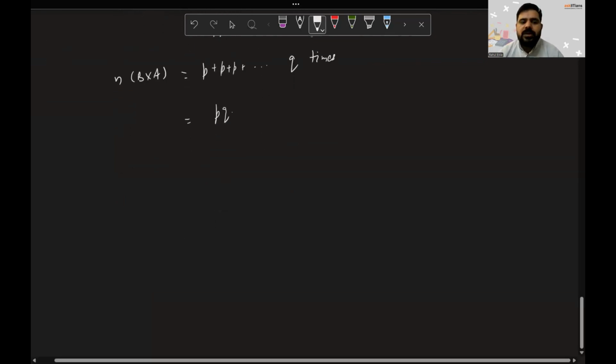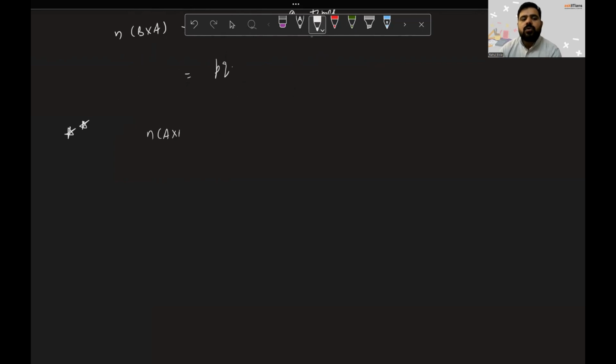So we are reaching a very, very important result from here. This is a super important result that you'll be utilizing in multiple questions. The number of elements in A cross B will be equal to the number of elements in B cross A. So if you are given either of these, if the number of elements of B cross A is given, you can find out the number of elements in A cross B and vice versa.